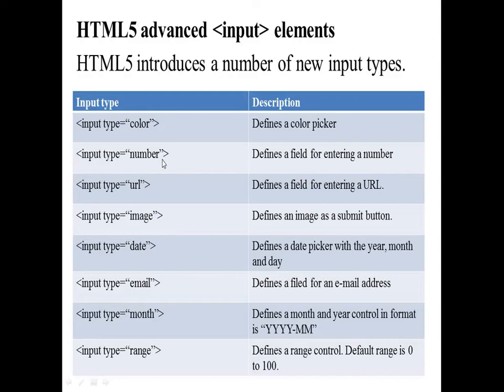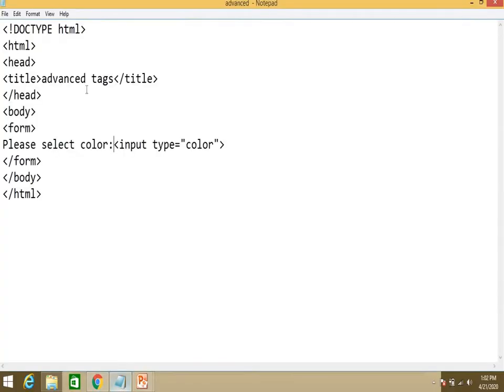Second is input type equal to number. Just write down the br tag twice. After that, please enter number. Input type equal to number. Let's see. Control S, just open the browser. Save this, so press F5.